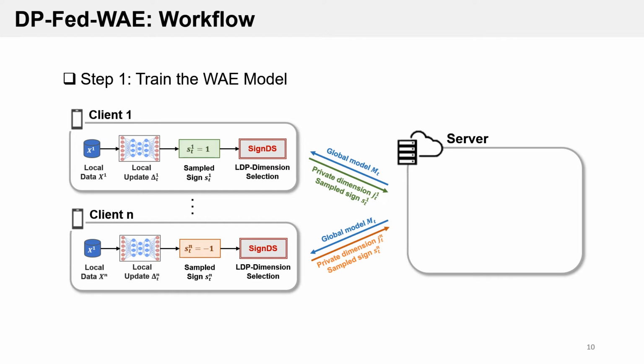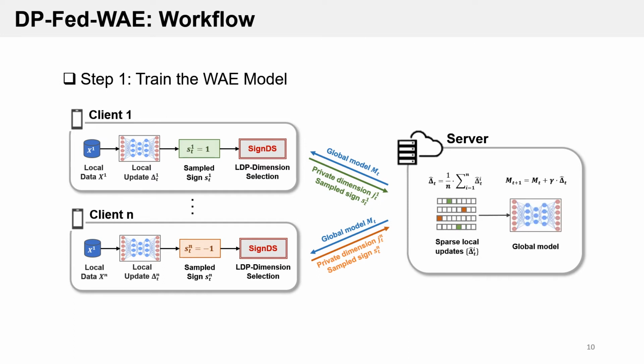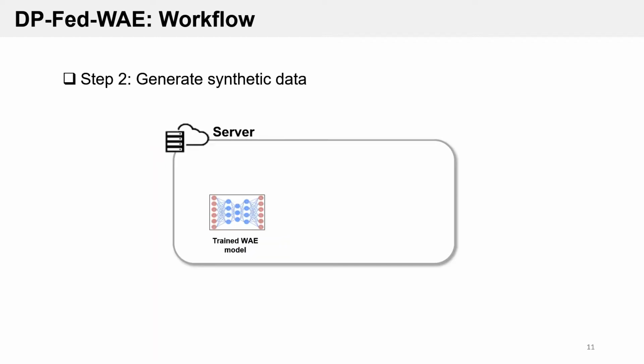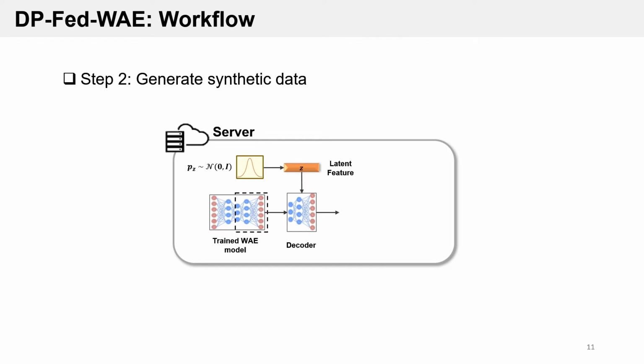On the server side, the dimension indices and sign values are used to update the global model. The training process is repeated for several global rounds until the WAE model achieves a satisfactory performance. After the model is trained, we use the decoder part for generating the synthetic data. Since the latent space distribution is restricted to follow the prior distribution, we can simply sample random latent features from the prior distribution and feed them into the decoder to produce the synthetic data. The generated data can then be used for downstream data mining and model training tasks.